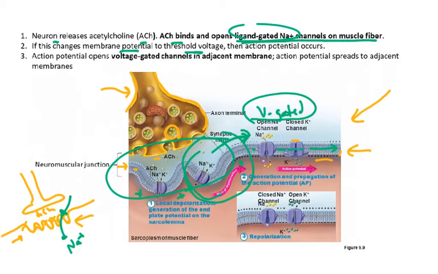The story will go, if we open a voltage gated sodium channel, sodium rushes in, we get a change of voltage here, that'll open the next voltage gated channel. Sodium will rush in, we'll change the voltage here, that'll open the next voltage gated channel. And this will continue all along the length of the sarcolemma, where we have this depolarization. And then in its wake, we'll have the repolarization as we pump that sodium back out and allow the cell to repolarize.